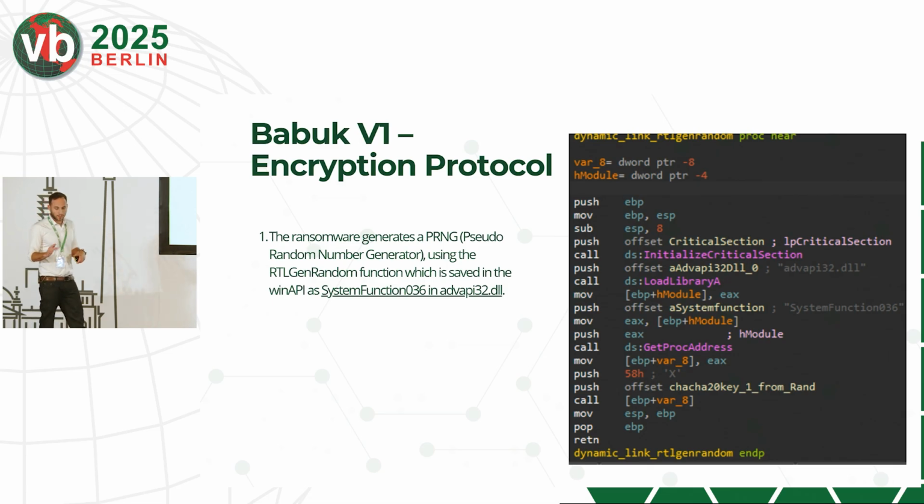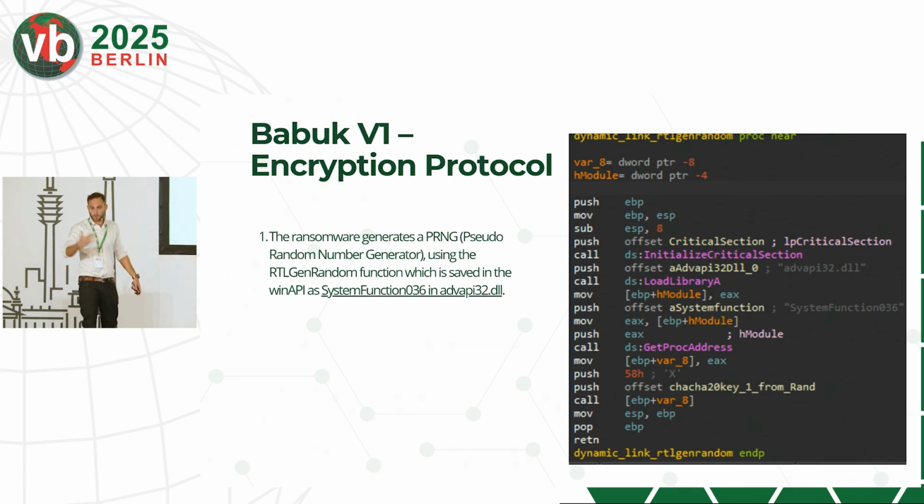So the algorithm, the full encryption protocol, starts with the generation of a PRNG. That's not surprising, or else I wouldn't have chosen this sample. The PRNG used here is RtlGenRandom. This is a WinAPI function in advapi32, as you can see. It's called SystemFunction036, but it's actually RtlGenRandom.